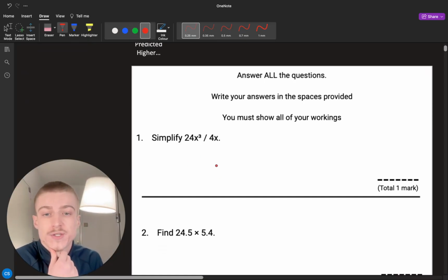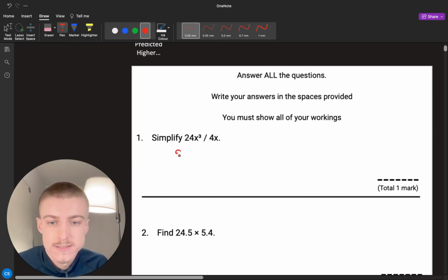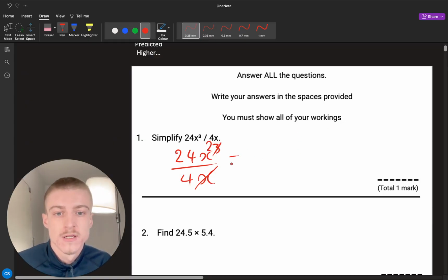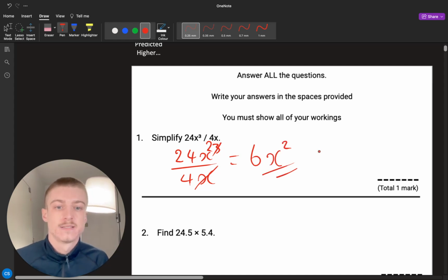So 24x cubed over 4x, 24x to the 3, divided by 4x. Straight away we can see that those x's are going to cancel, leaving us with x squared on the top of the fraction. 24 over 4 is 6, so 6x squared is our final answer.